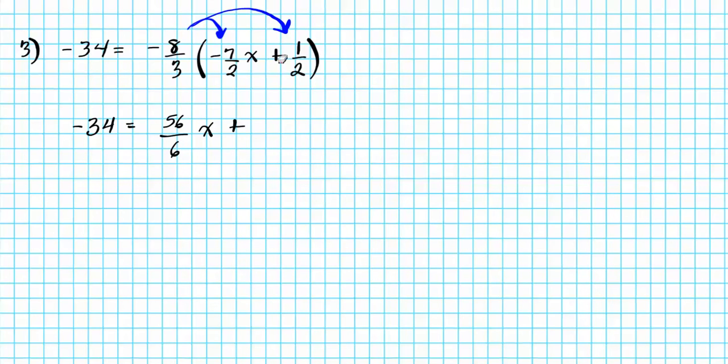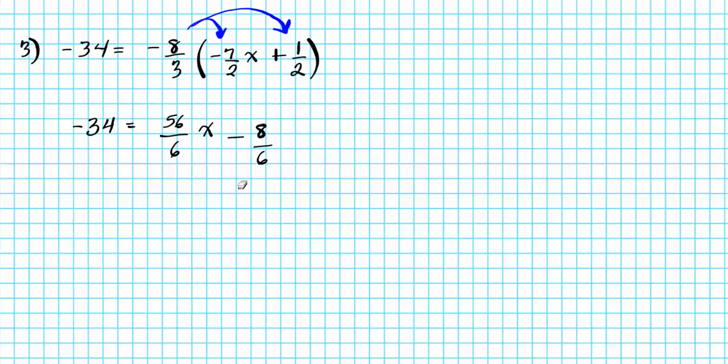Now distribute that to the 1/2. The sign needs to be resolved correctly, okay? Minus times a plus, signs are different. So minus times plus is minus. 8 times 1 is 8. And then 3 times 2 is 6. Okay, now we're done distributing. We no longer have to deal with the parentheses.